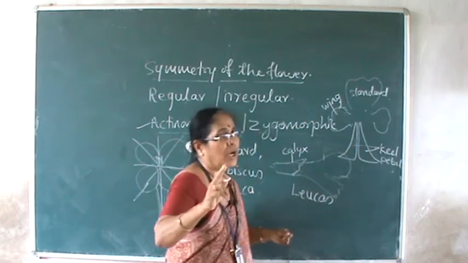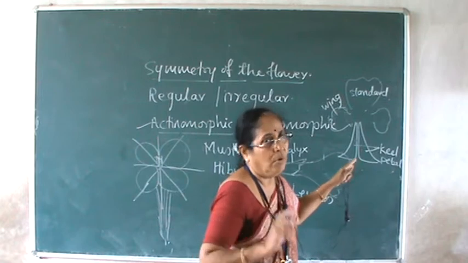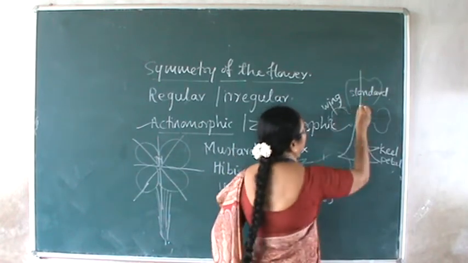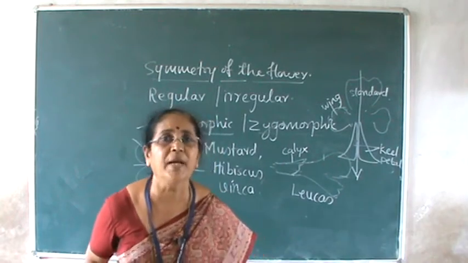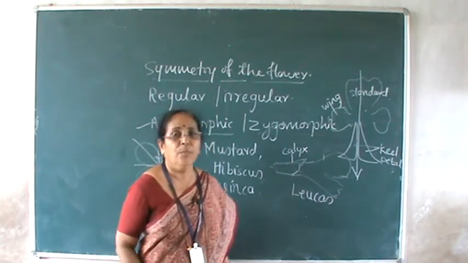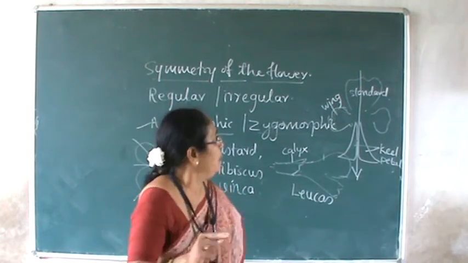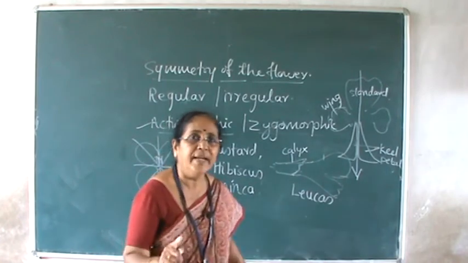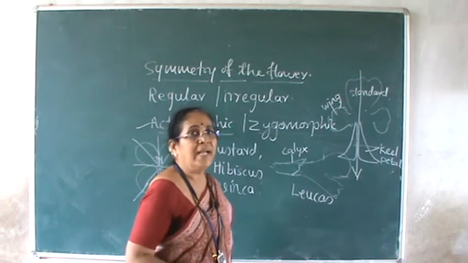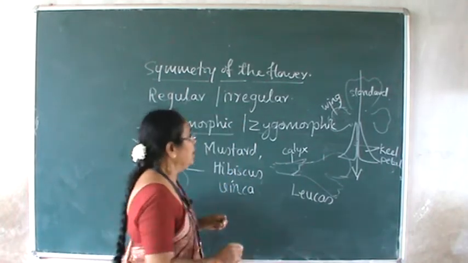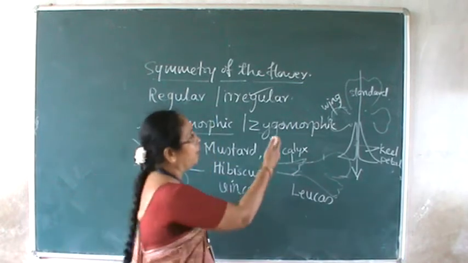Just check, is it possible to cut this flower into two equal parts in any angle? No, it can be cut into two equal parts only in this plane, not in any other plane. And in that case, the flower becomes zygomorphic, right? Actinomorphic, the flower can be cut into two equal parts in any angle, whereas zygomorphic means it can be cut into two equal parts but in only one angle. Then the flower is called zygomorphic, or the flower can also be called an irregular flower because of its irregular size and shape.